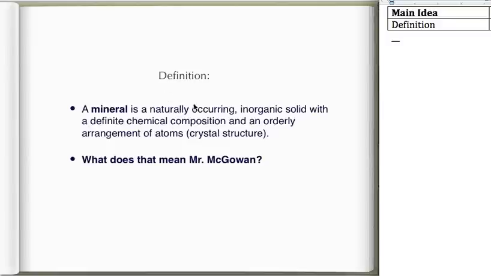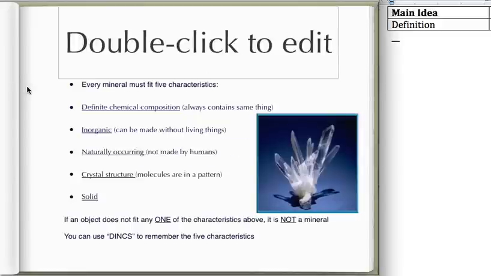So we're going to break this down into 5 specific things that a mineral has to have in order to be considered a mineral. You can think of this almost as a checklist, and an object has to meet all 5 of these things. So each mineral must fit 5 characteristics, and you don't need to write these all down now. We're going to go through each one individually, so you can list them in your notes as we go through them.